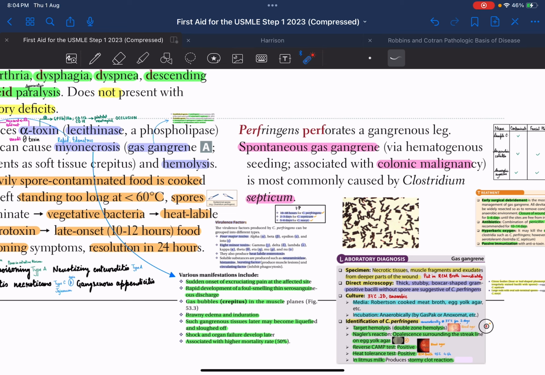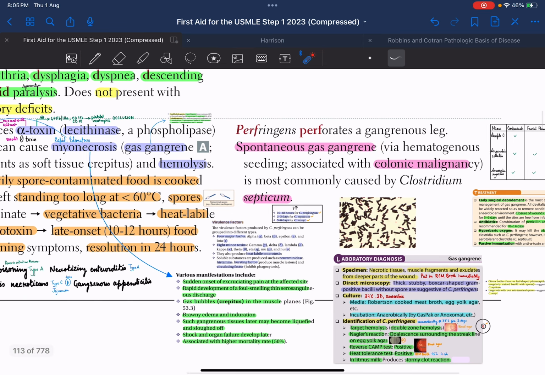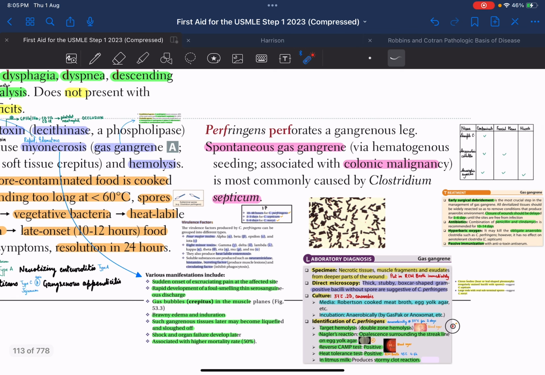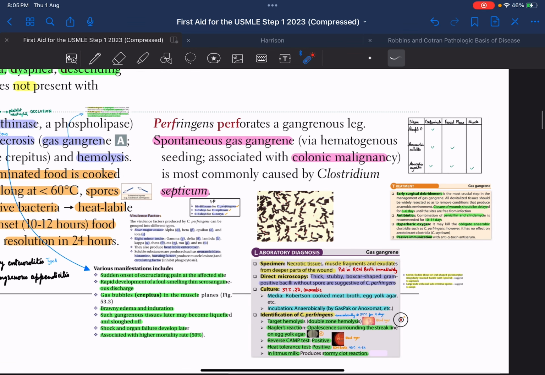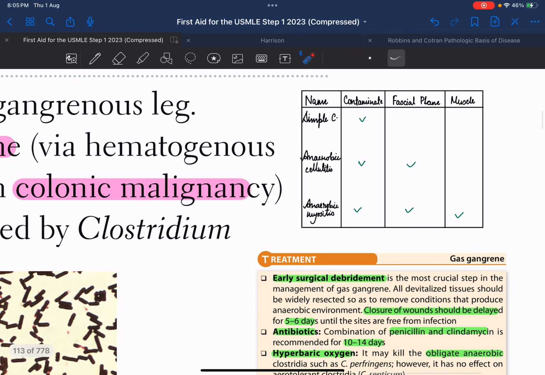Also, gas gangrene is associated with colonic malignancy, which we did not discuss. The bacterium can spread via hematogenous spread and seed into the colon, causing colonic malignancies, and this is more associated with Clostridium septicum compared to Clostridium perfringens or Clostridium novyi.